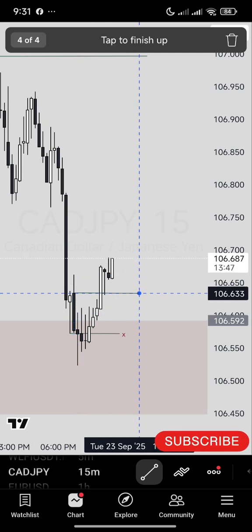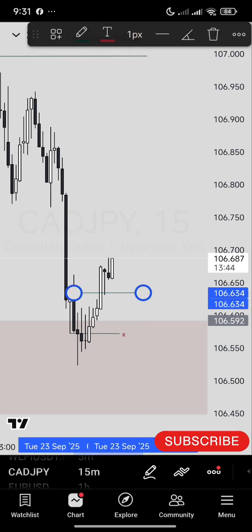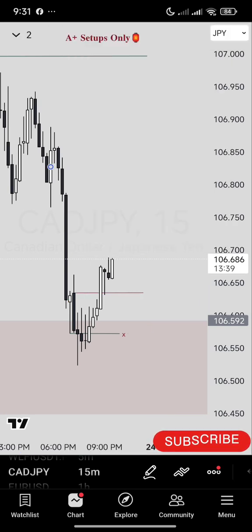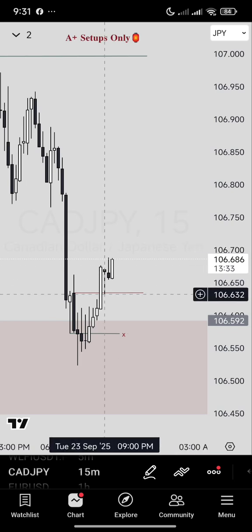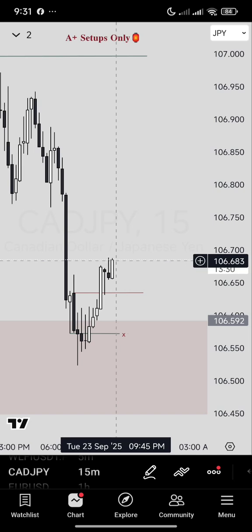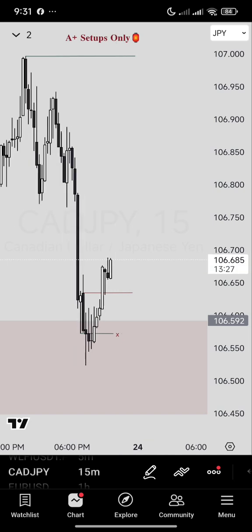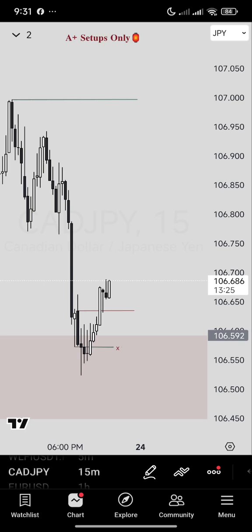Now, what do you think this is? This is a bullish order block. So that's a bullish order block. And if you see, price has already tapped into this bullish order block and is reacting already. But then I'm not bothered. Everything is about what? Patience.